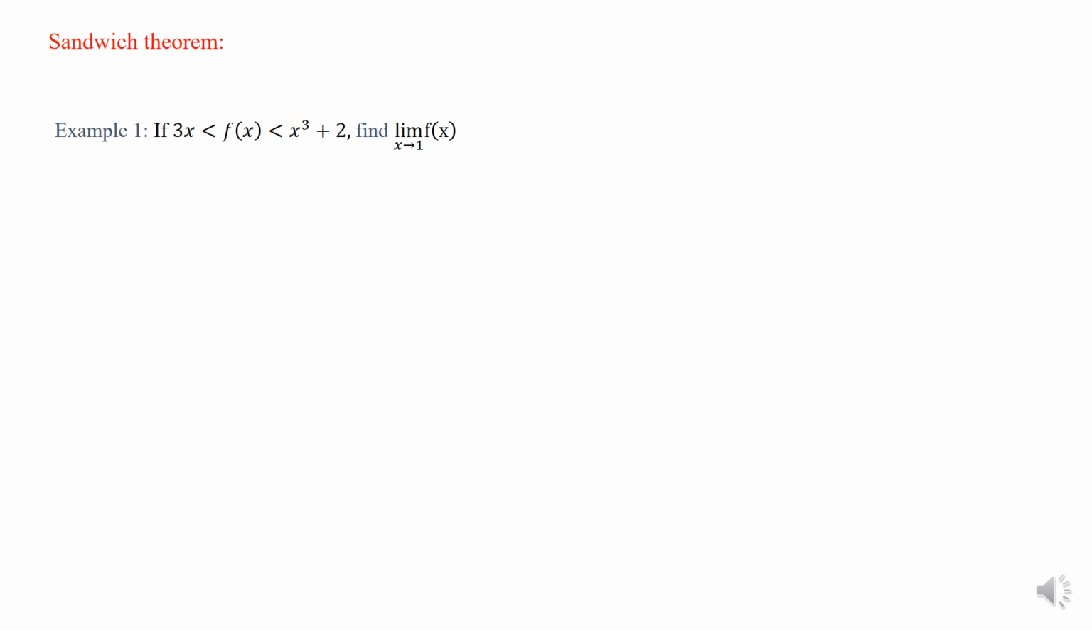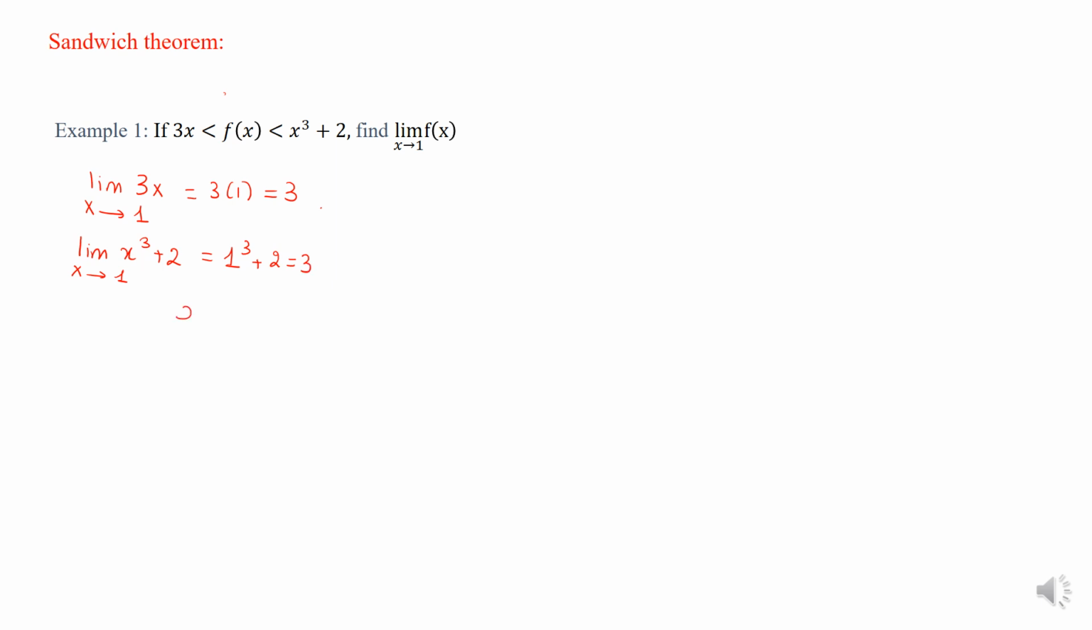Example: now we have f of x between 3x and x cubed plus 2. We need to find the limit of f of x as x approaches 1. Let's find the limit first of 3x. As x approaches 1, the limit of 3x is equal to 3 times 1, which is equal to 3. Now the limit of x cubed plus 2 as x approaches 1 is equal to 1 cubed plus 2, which is also equal to 3.